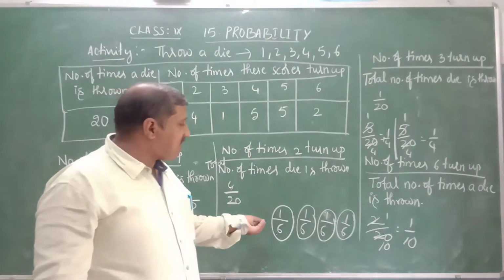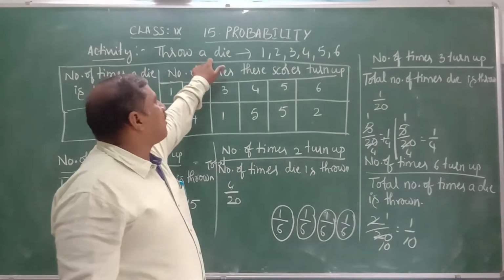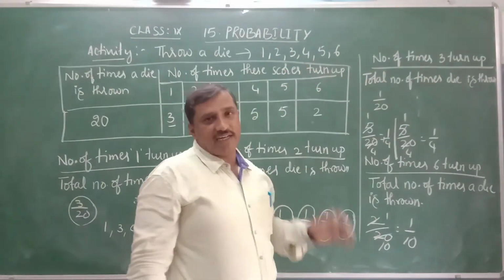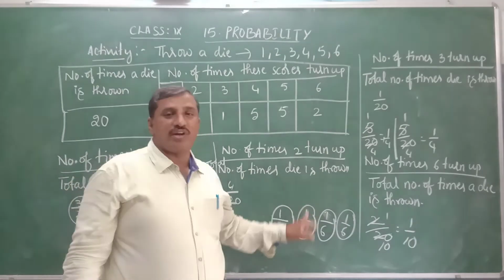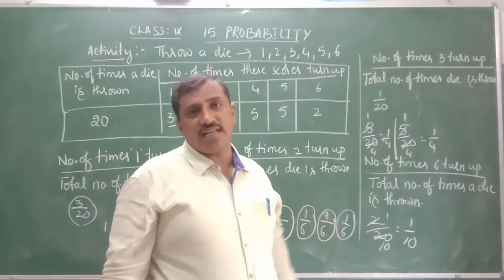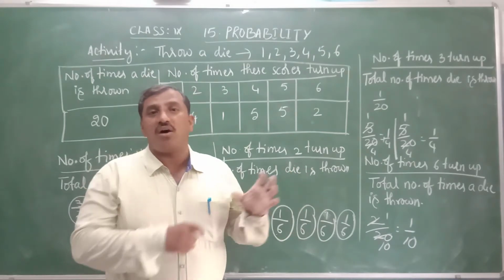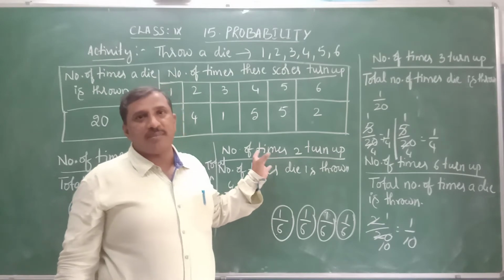So it means all of them will have equal chances, because when we throw a die we have only 6 possible outcomes, that is 1 to 6. So each one will have the same fraction, 1 by 6, 1 by 6, 1 by 6, and so on. It is 1 by 6 only for all the 6 outcomes. That too it is a nearer value, not an exact value. This is an experimental approach.